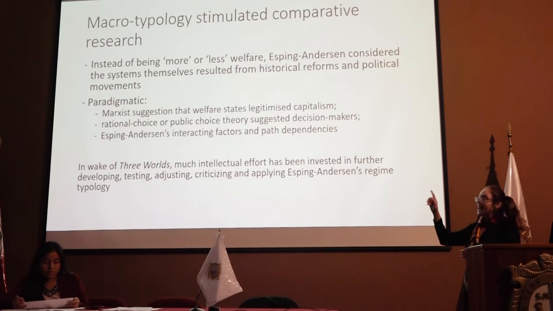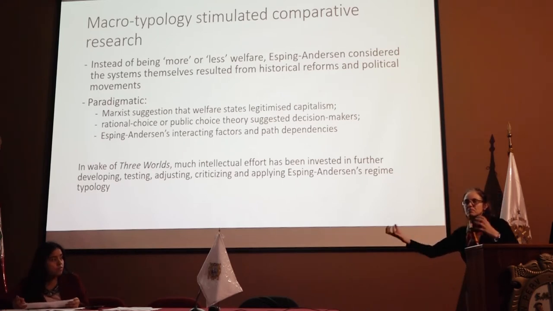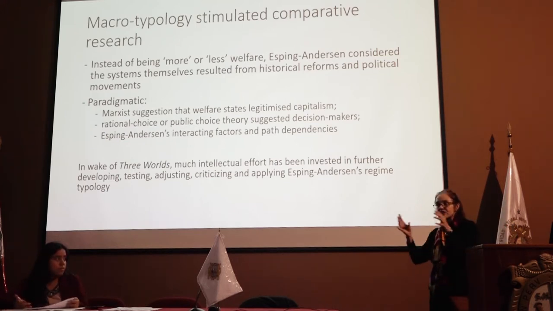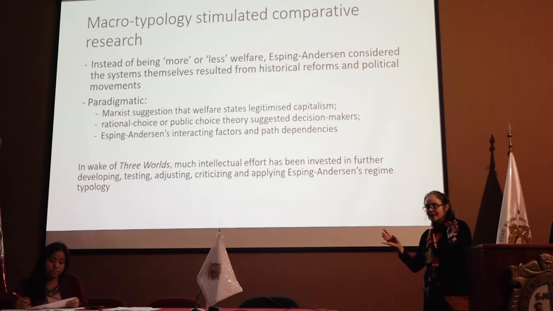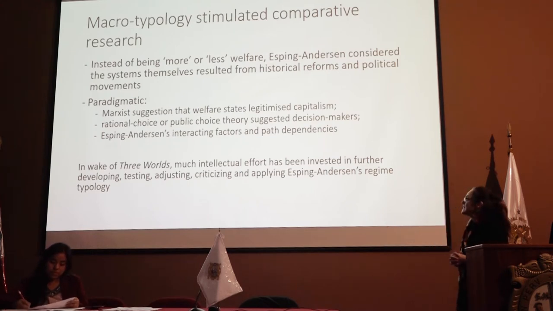What Esping-Andersen did was to interact all these factors, to bring both of them in, and to suggest that there were a range of reasons for social outcomes, and they weren't necessarily the same. There's no magic formula; it's the relationship between these factors.